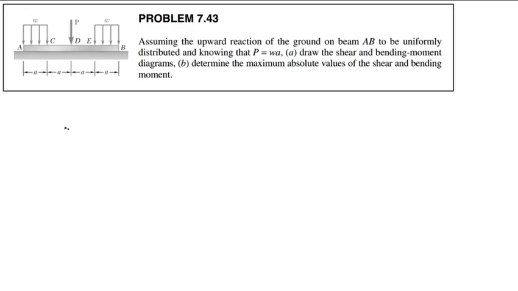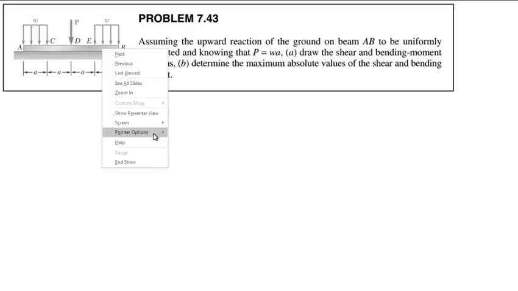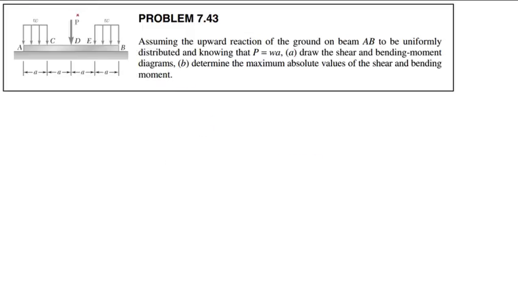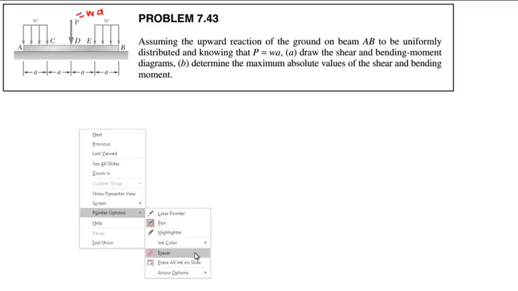Okay, so let's take a crack at this. Right off the bat, the first thing I'm going to do is write this as WA, just to get rid of the P. Now, what does this look like? What do you think this might be a free body diagram of?